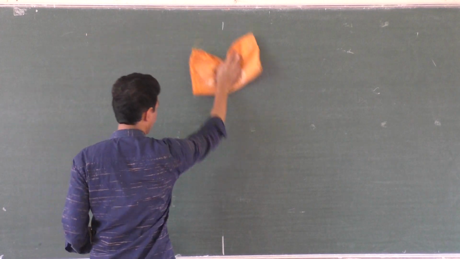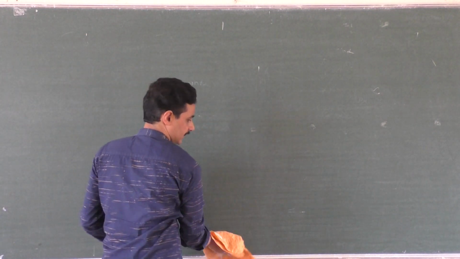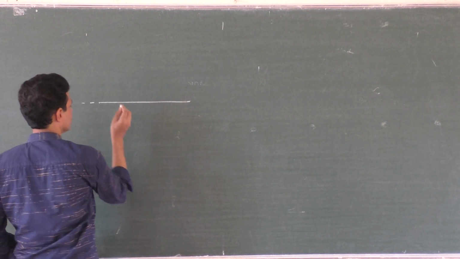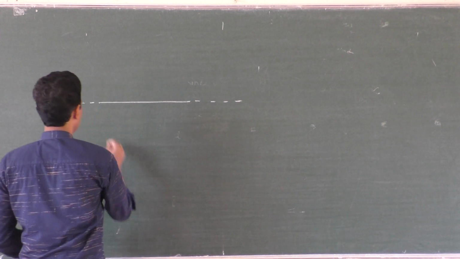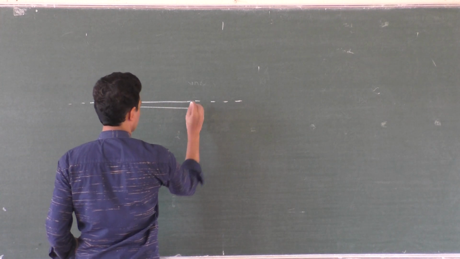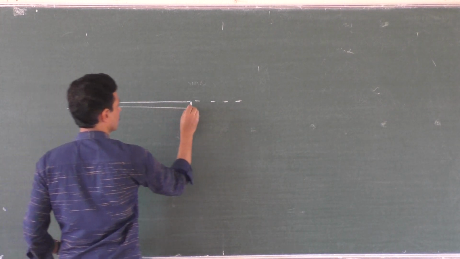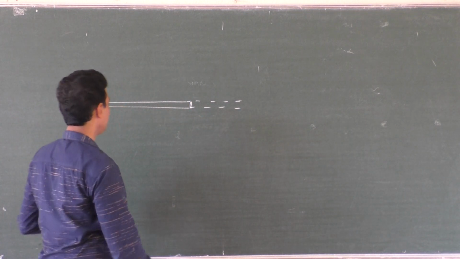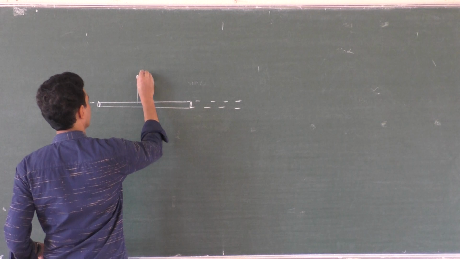So try to remember it. It is also needed in future. So if you have a straight current carrying conductor, infinitely long, it is very, very long. Only I am focusing on this part, that's all. I want to find out what is the magnetic field here.